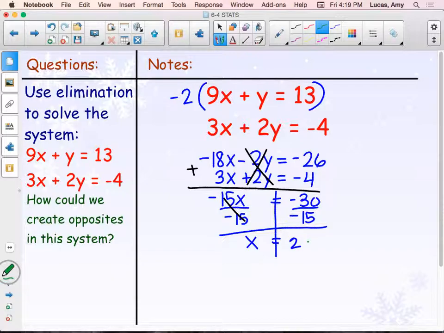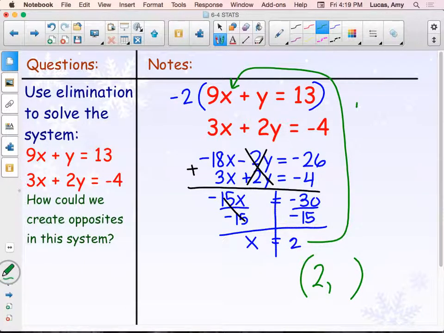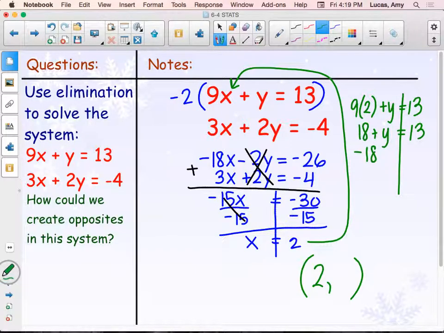I can bring that 2 back to either one of my equations. Make sure that you plug it in for x, because it was the x coordinate that was 2. So 9 times 2 plus y equals 13. 18 plus y equals 13 then. If I subtract 18, 13 minus 18 is negative 5. So y equals negative 5.